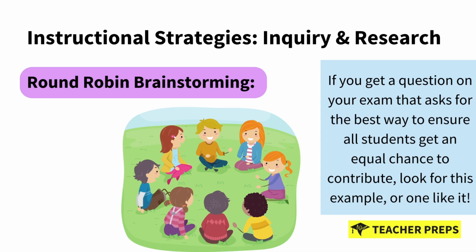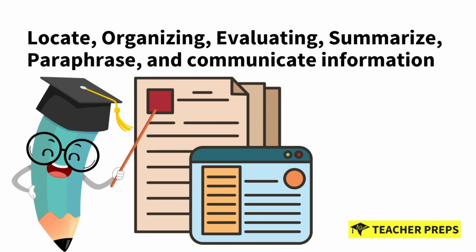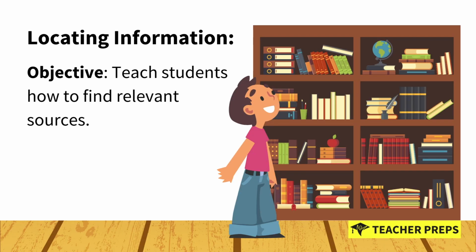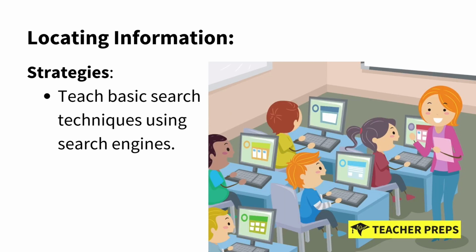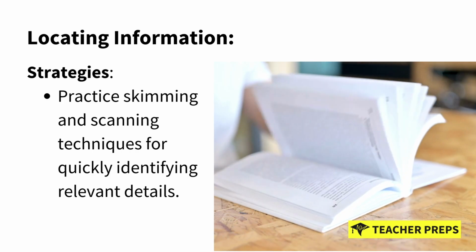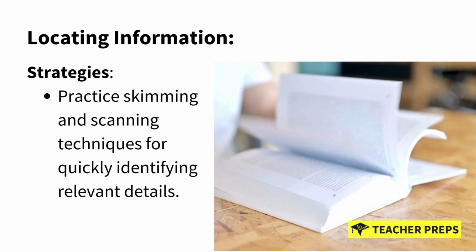question. Moving on to our next descriptive statement phrase for competency number 6: locating, organizing, evaluating, summarizing, paraphrasing, and communicating information. Starting with locating information, we must teach students how to find relevant sources. Ways to do this include introducing them to the school library and online databases. Teach basic search techniques using search engines, and practice skimming and scanning techniques for quickly identifying relevant details.